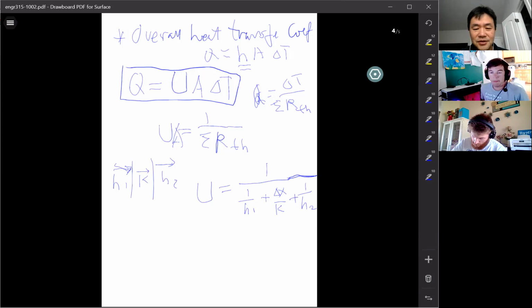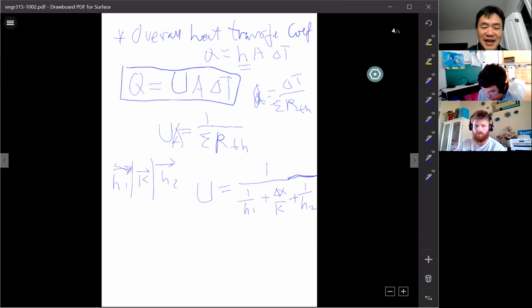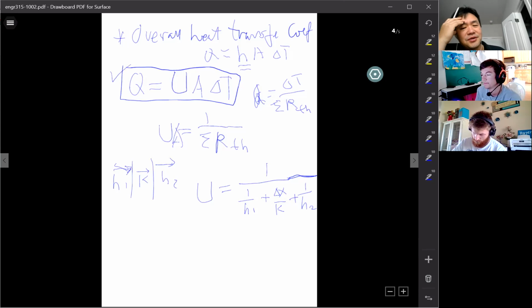In the U calculation, in the denominator, you don't have the area. But it looks like it's still thermal resistance, right? These are 3 items here. Where does the area go? The area goes to the left-hand side. So when you do the calculation, you multiply by an area next to U. That's why you have this equation now: Q equals U A delta T.